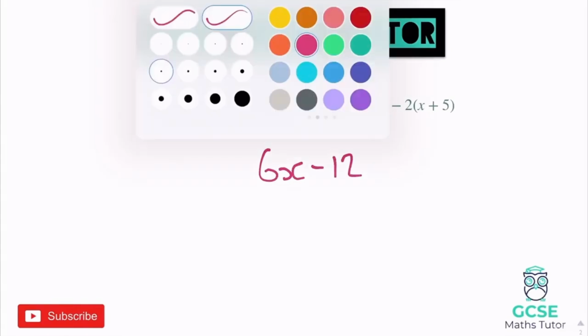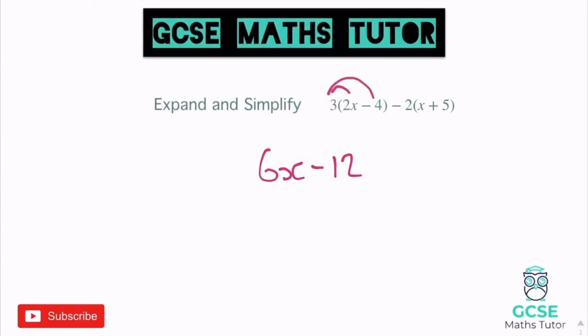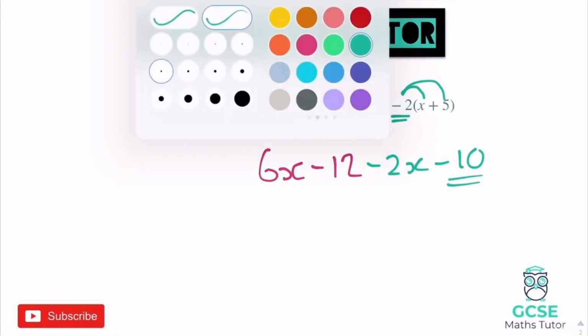Now let's have a look at that second bracket. So we have a negative 2 at the start here, so we're just going to have to remember to times by negative 2. So negative 2 times x is negative 2x. And negative 2 times positive 5 gives us negative 10. Okay, so the symbol's not just getting copied there, it is getting affected by that negative 2 at the start. So be very, very careful with this negative 10 here when you're doing these.